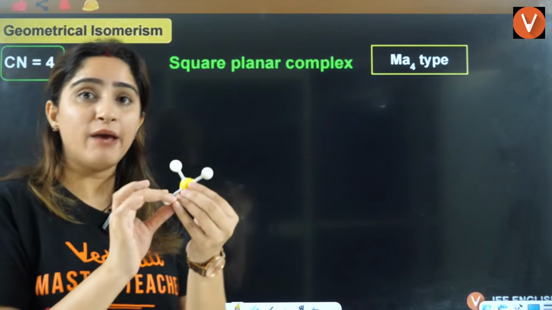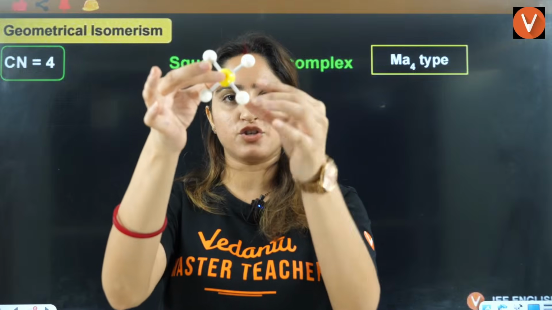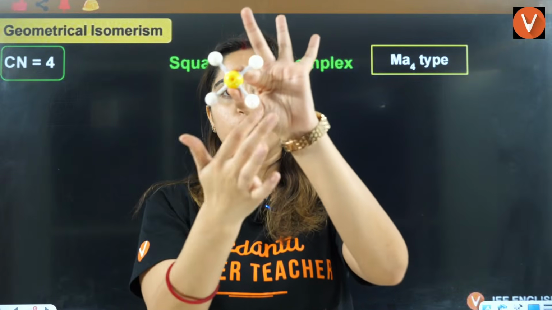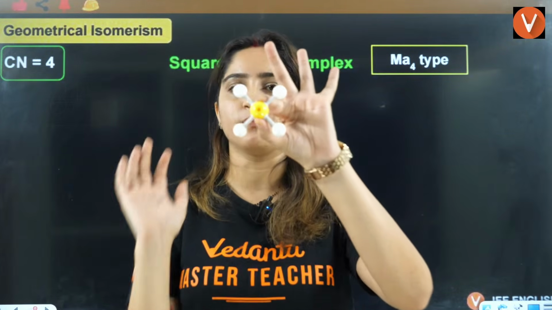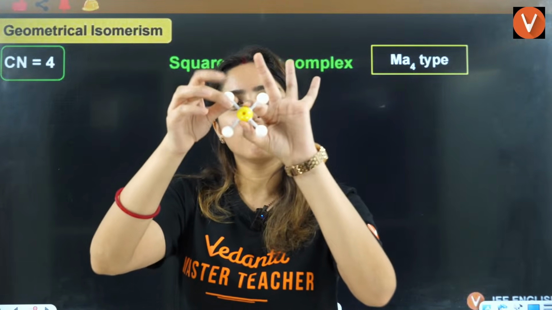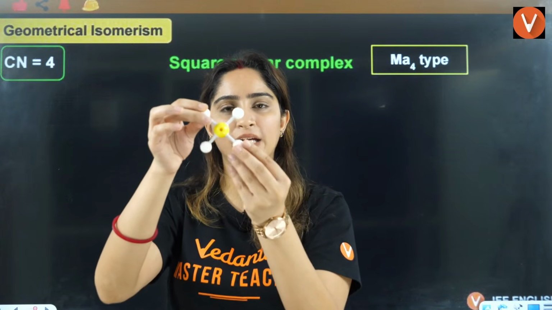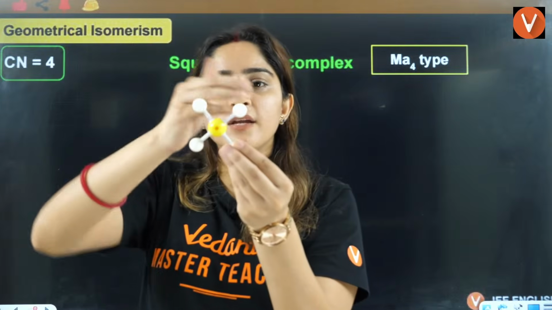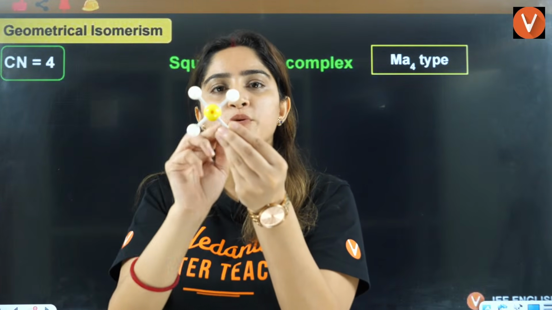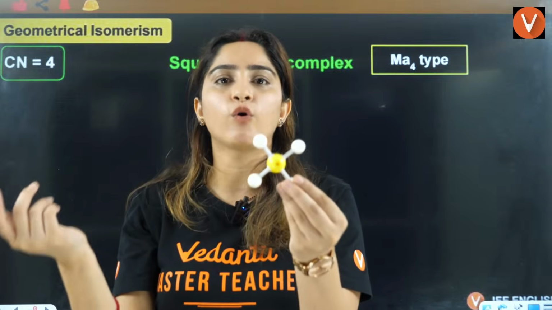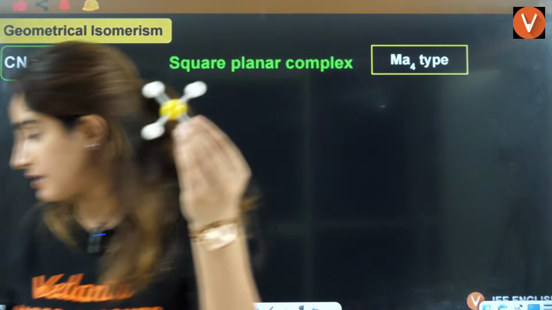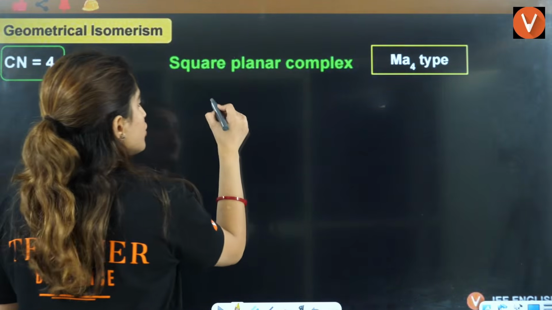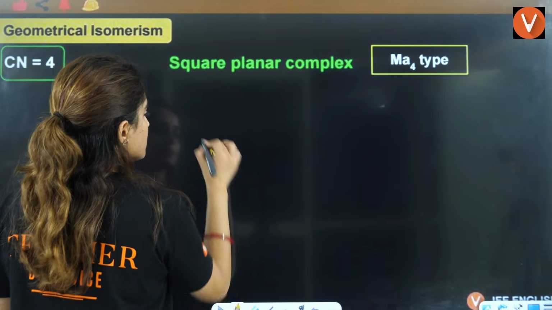Firstly, I'll have MA4 kind of structure. 1, 2, 3, 4. This is M, this is A4. Can you see white, white, white, white? All of them are same. So there is no opposition. White is opposite to white, white is next to white also. There is no cis and trans you can see here. So there is no geometrical isomerism here.